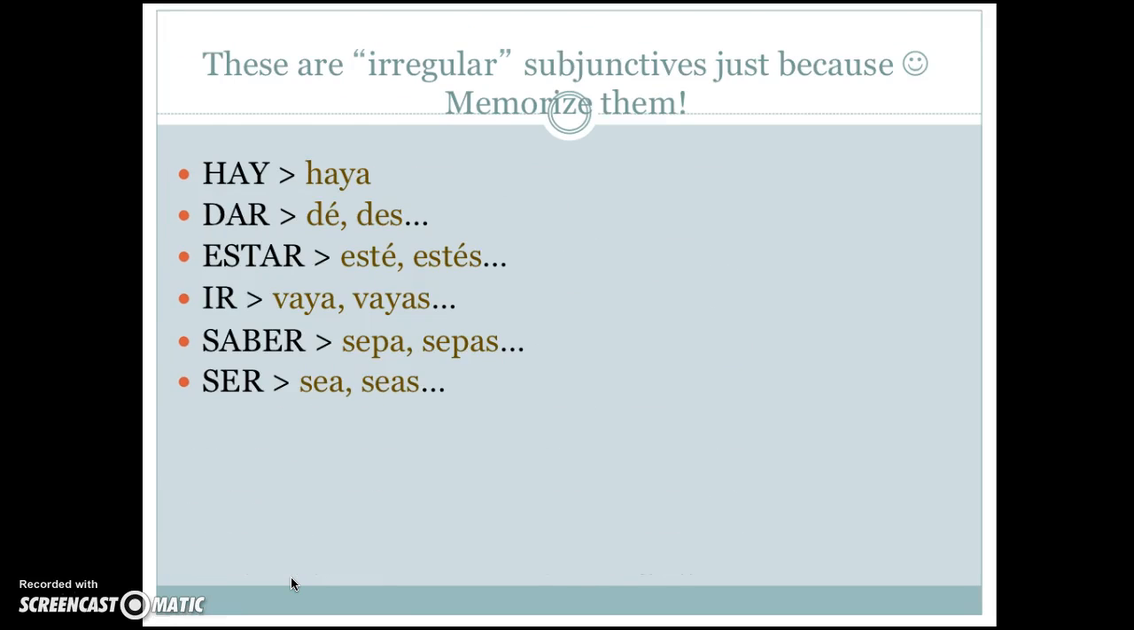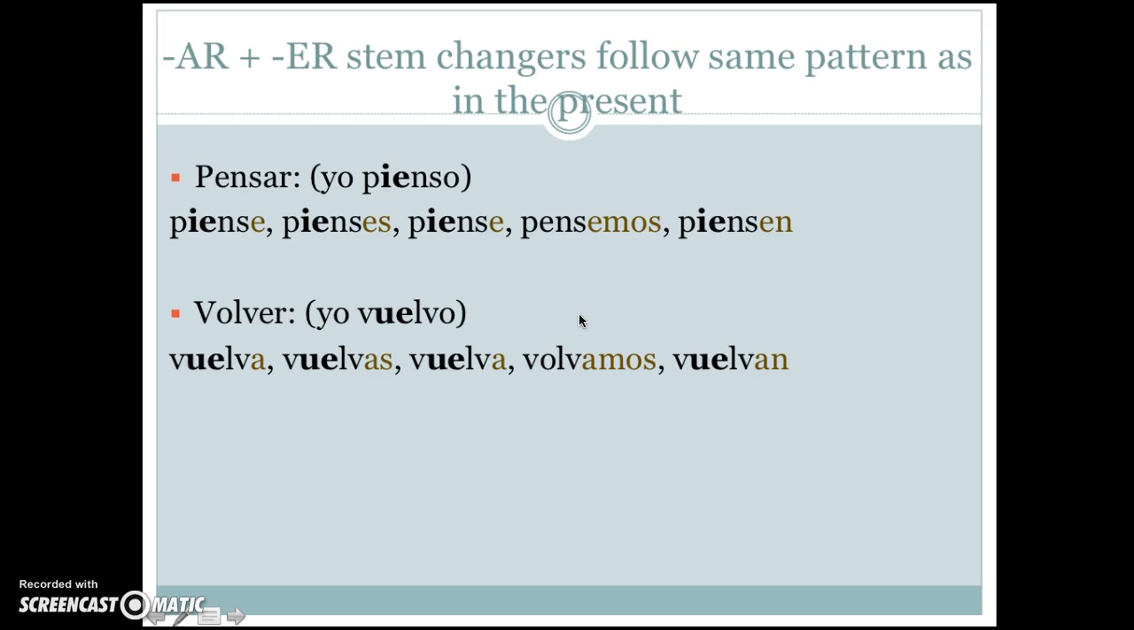There are also some irregular subjunctives that are irregular just because. You have to memorize them. So this is our list. There's just memorization. There's no pattern here. So the subjunctive of saber is sepa, sepas, etc.